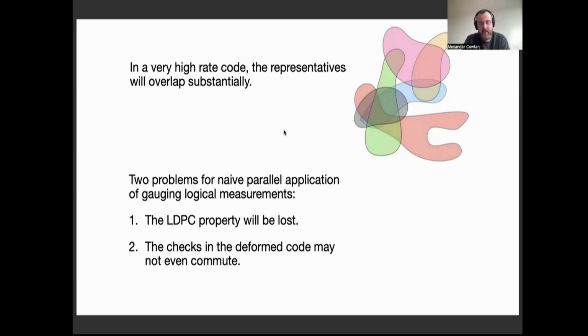And secondly, depending on how you initialize the new checks and what the connections are, the checks in the deformed code may not even commute with each other. So if you have some X logical operator which overlaps but commutes with a Z logical operator, then the new checks which you initialize to measure these may not commute with each other. This is relatively easy to solve, but number 1 is a bit trickier.